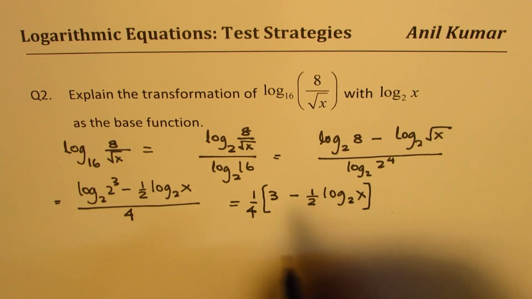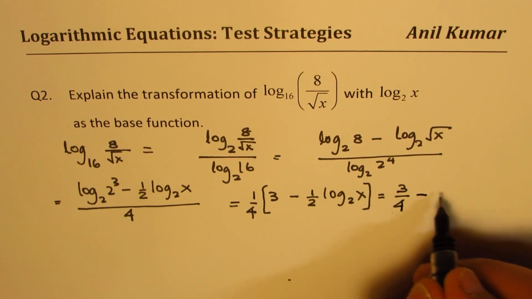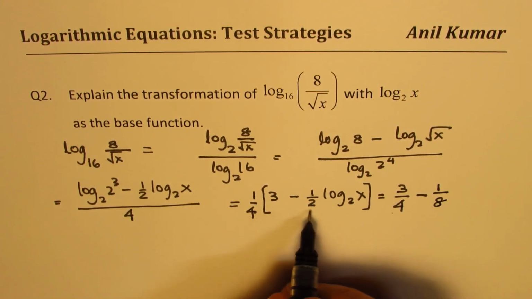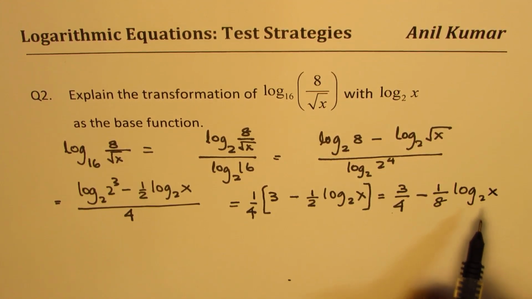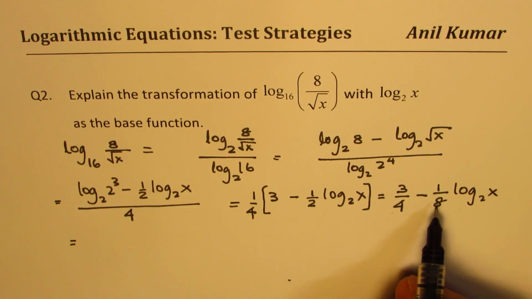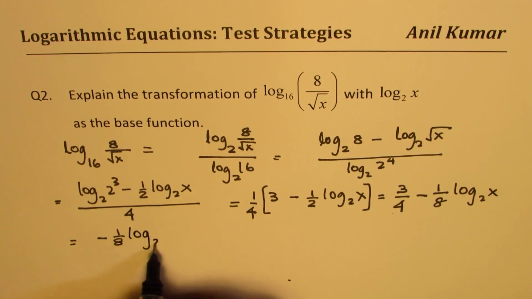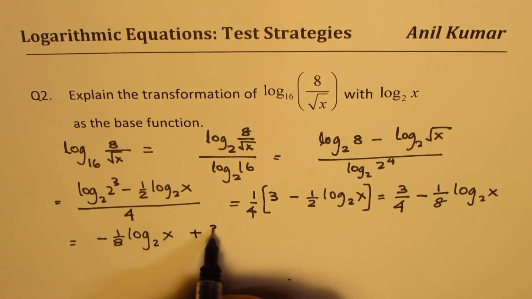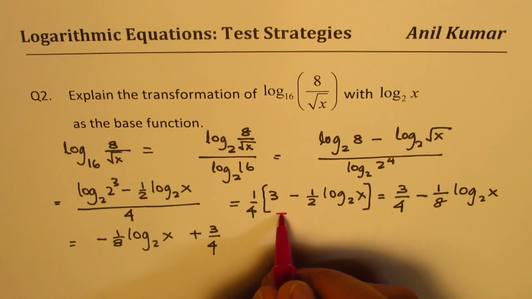Is that clear to you? So that tells you that we should now write this as 3 over 4 minus 1 over 8, multiplying 1/4 by half, log to the base 2 of x. So the function now for us is, we could write this as minus 1 over 8 log to the base 2 of x plus 3 by 4. Is that clear? Now with that function, I would like you to write down the transformations. Is that clear? So this is a very interesting question. It gives you transformations. Now let's describe the transformations.